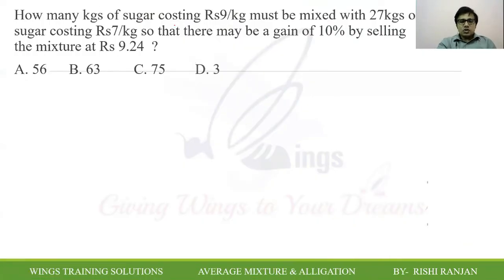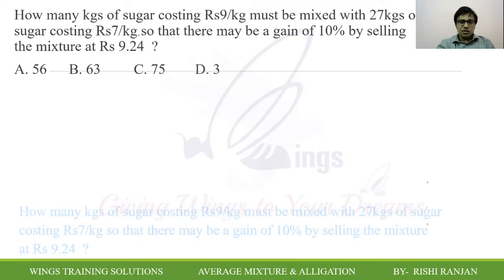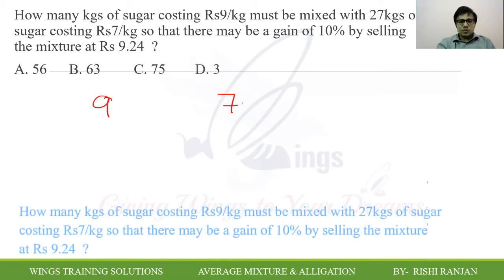How many kgs of sugar costing rupees 9 per kg must be mixed with 27 kg of sugar costing 7 per kg? Okay, so these are all cost, right? So when we apply the alligation here, first mixture is 9 rupees per kg, second mixture is 7 rupees per kg, overall mixture 9.24. How is that possible? When the highest value itself is 9, after mixing them, overall mixture, how can it be more than 9? It has to be in between, right? That's the property of mixture.